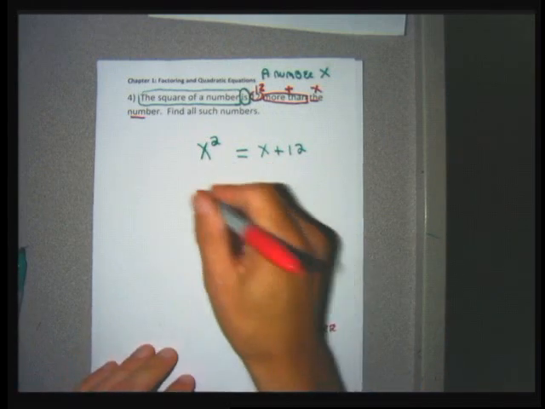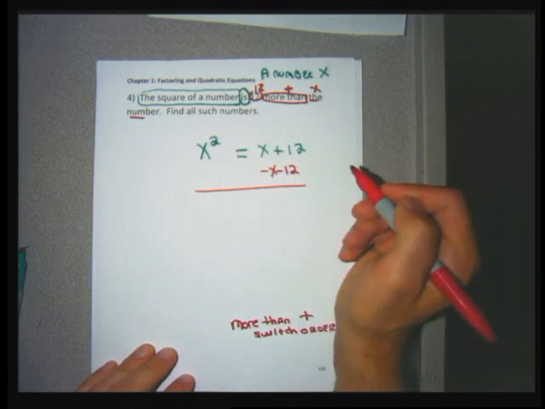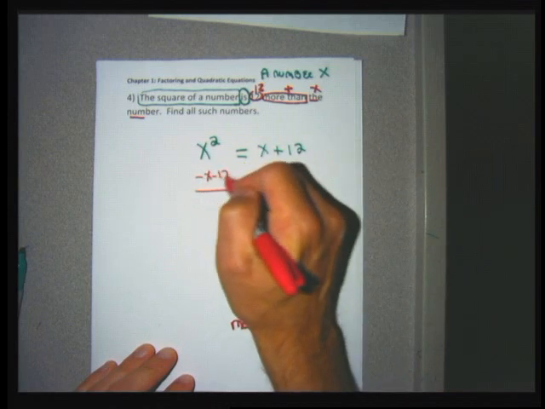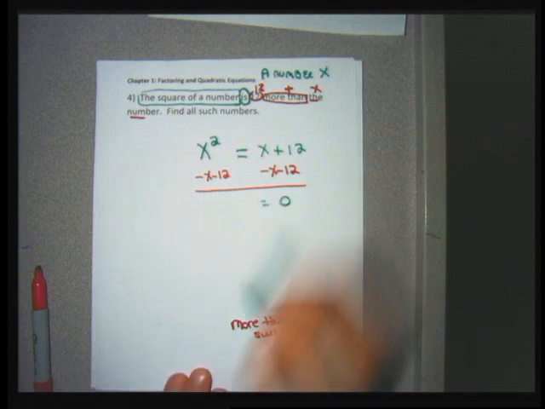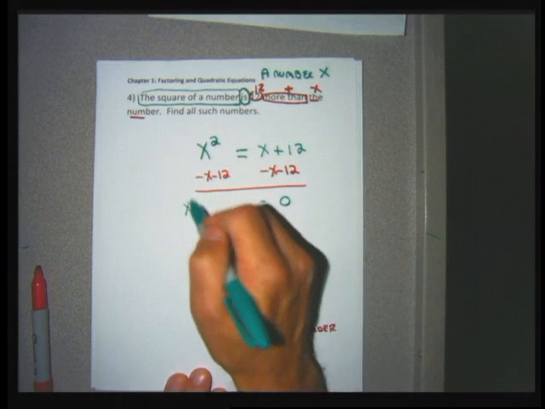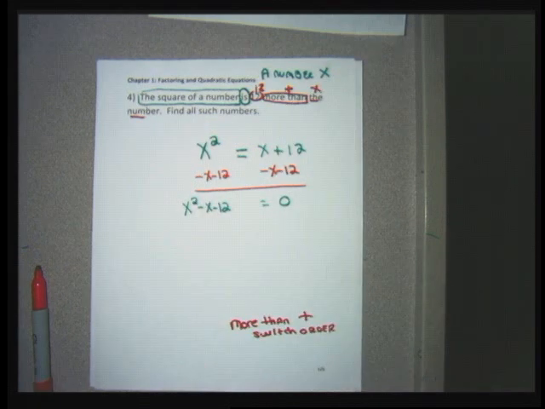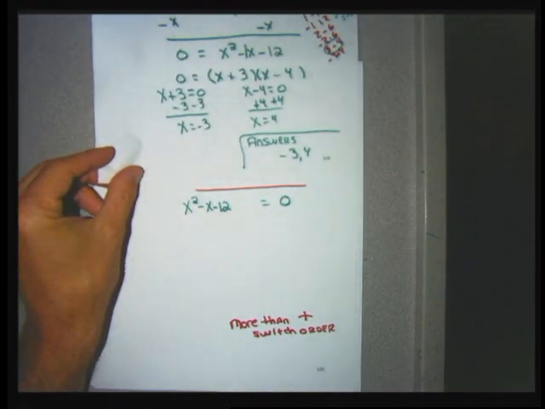So to get that 0 on the right side, I'm going to minus x and minus 12 from the right side. And to keep the equation balanced, I have to also do that from the left side. On the right side, I'm going to get a 0 when I do this. And on the left side, I don't have any like terms, so I just write everything next to each other. And that looks remarkably like the last equation. So it's going to have the same answers, I suspect.